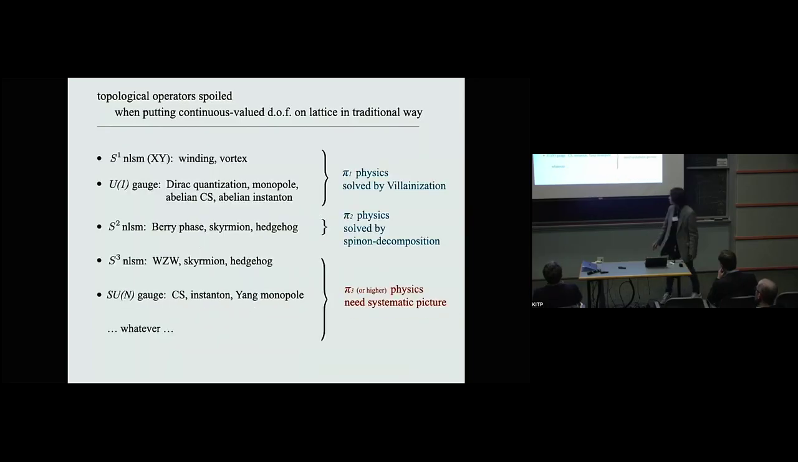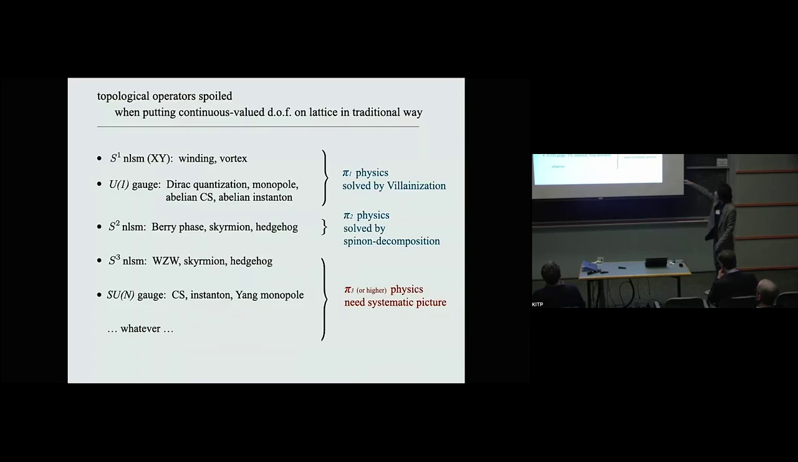And now there is a long list of examples of continuous degrees of freedom with topological configurations, and we want to realize them on the lattice. And it turns out that the simplest cases, the pi 1 and pi 2 physics, have been solved decades ago.